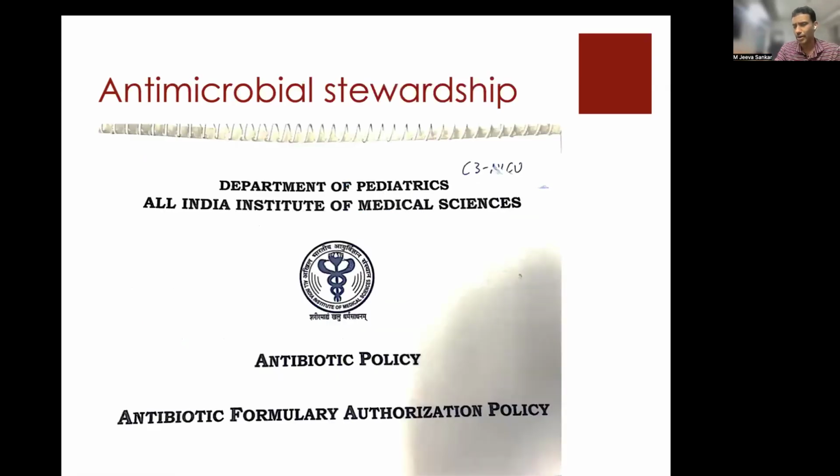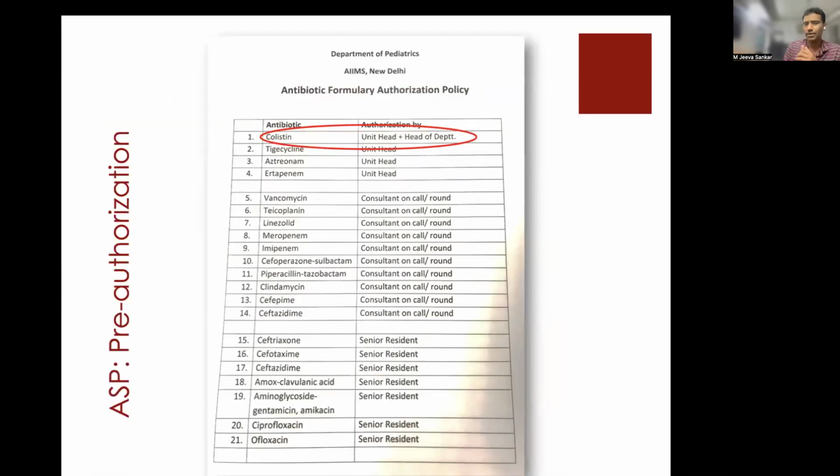So this is a formulary authorization policy for our Department of Pediatrics. Here, these are the different antibiotics. So here we have different hierarchical authorization. For example, colistin or polymyxin, this will be done by the head of the department. As a faculty, I cannot start colistin. For reserve antibiotics like tigecycline, aztreonam, or ertapenem, the unit chief has to permit. Again, I cannot. The unit chief has to give permission. As a faculty, I can start the 5th to 14th: vancomycin, teicoplanin, linezolid, meropenem, piperacillin-tazobactam and so on. So here, as a faculty, I can decide.